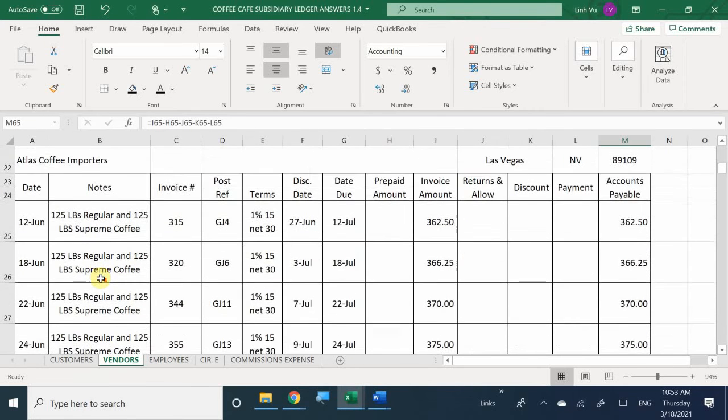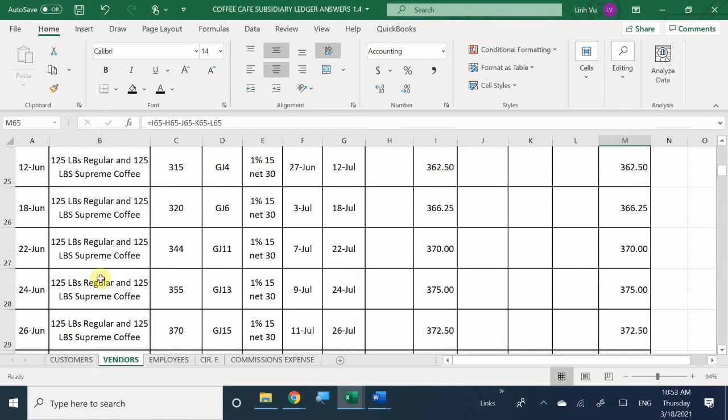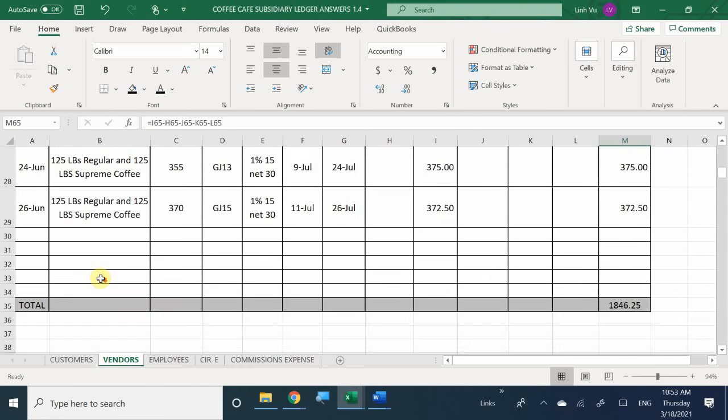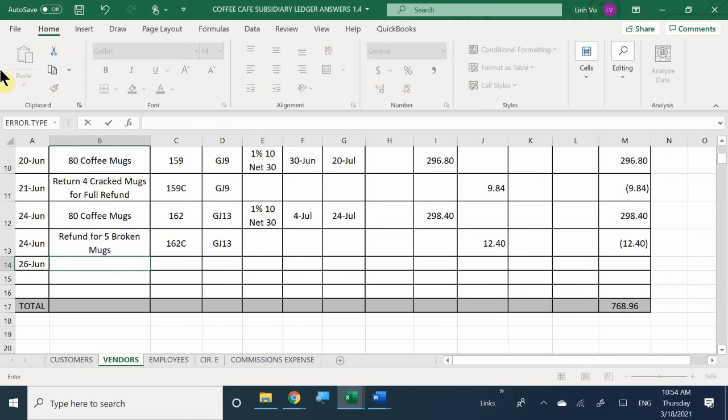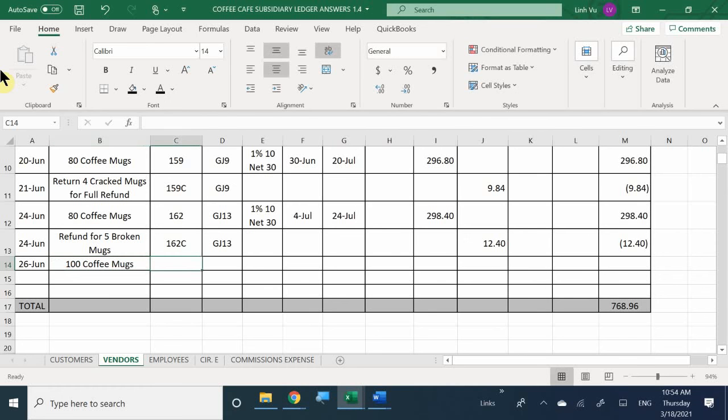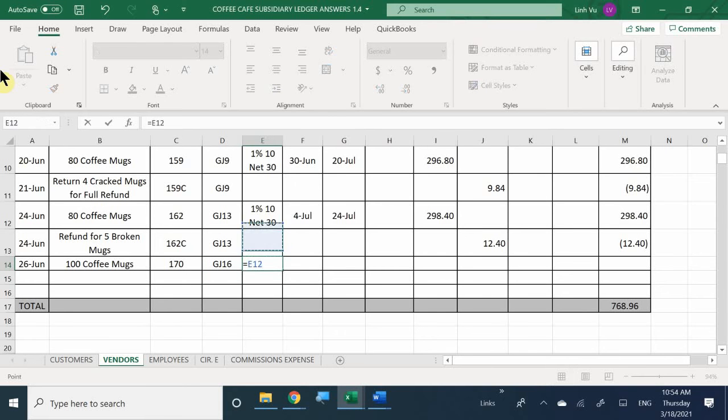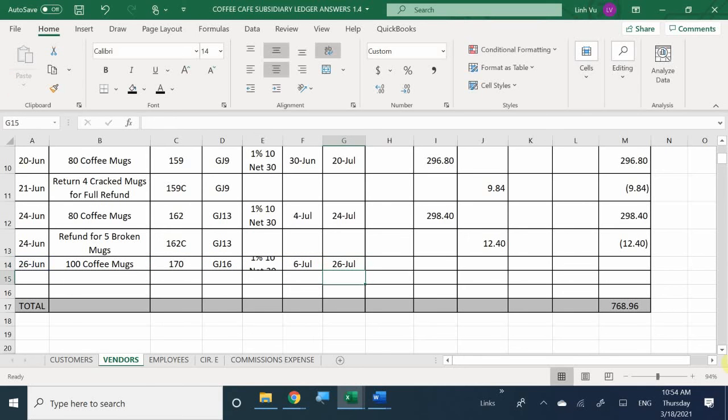Why do I have to scroll so much? Hold on, give me a second. It's on the top. I know, but I'm just checking one thing. Oh, because we dealt with Fairlane. Okay, so here we are. There we are. Okay, so 6/26. Okay. What did we buy? We bought 100 coffee mugs this time. Okay. 170. General Journal 16. We got terms 1%, 10, net 30. So what is going to be my discount date? July 6th. And when is the actual bill due? July 26th. Okay, good.